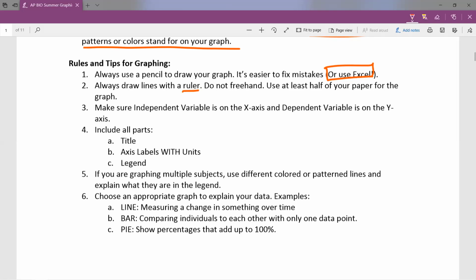Now, here's a big one. Use at least half your paper for the graph. You don't want a tiny little graph in the corner. Give yourself plenty of room. Make sure the independent variable is on the x-axis and the dependent on the y. Make sure you include all the parts that we described. If you are graphing multiple subjects, use different colored or pattern lines and explain them in the legend. Tell people what you're doing.